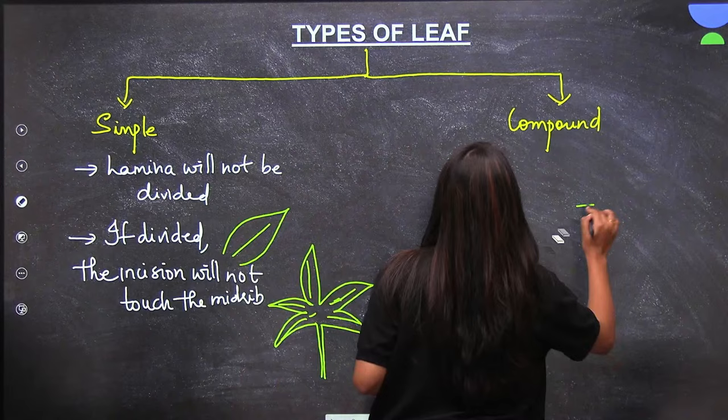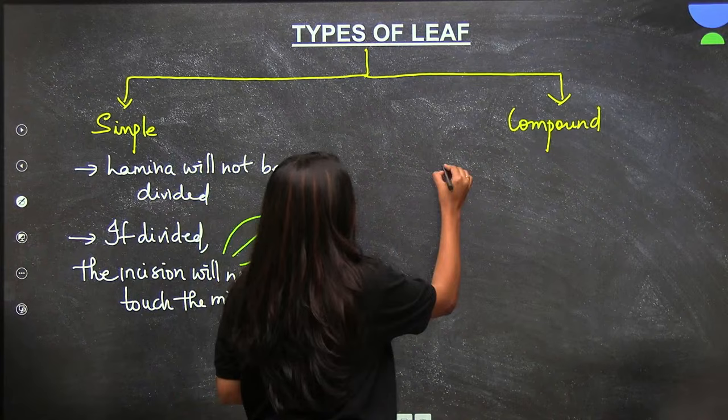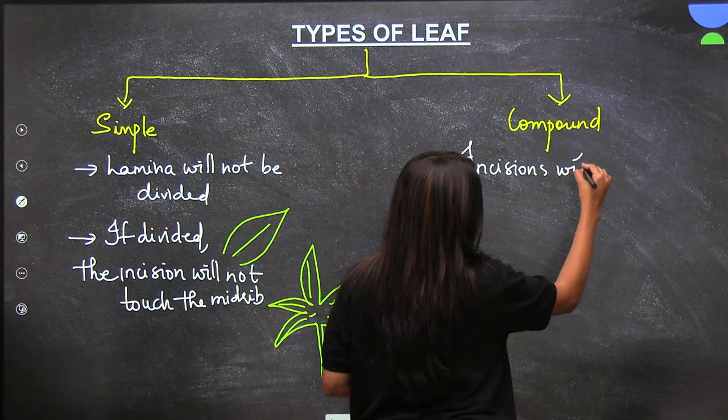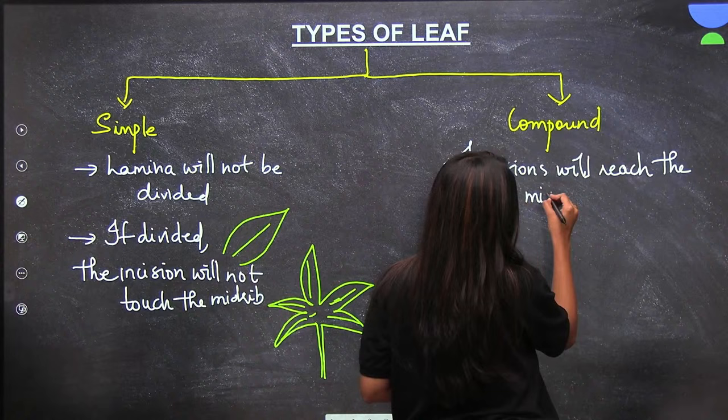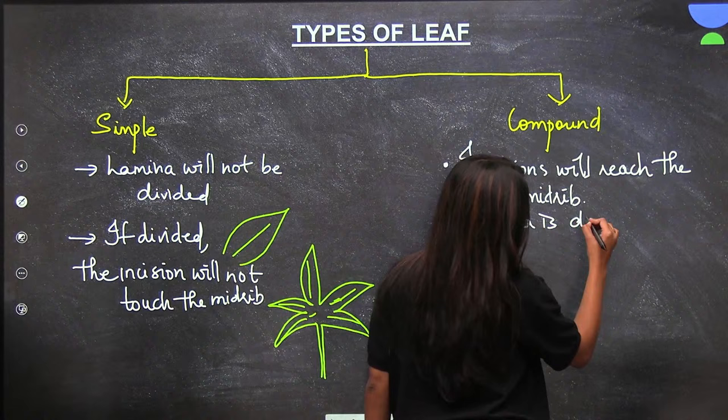So what will be the points for this? If you know this already, tell me what the points are. Incisions will reach the midrib. This is the first thing. And the lamina will be divided. Very good. Lamina is divided.